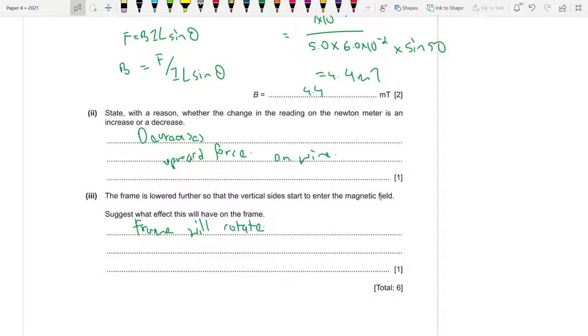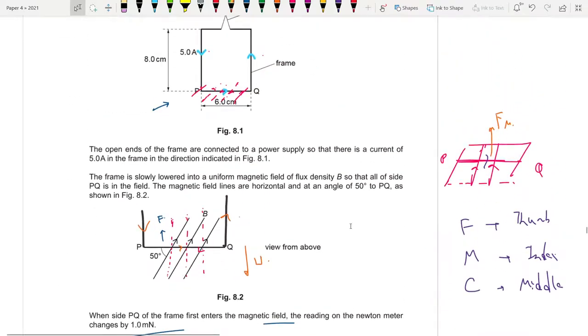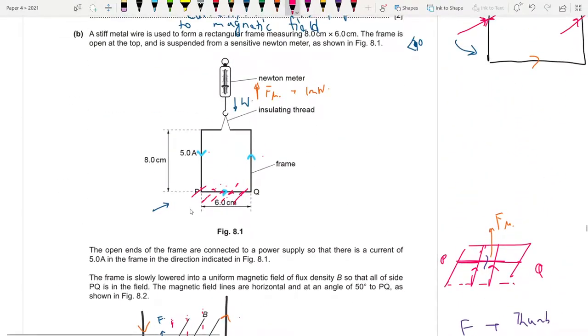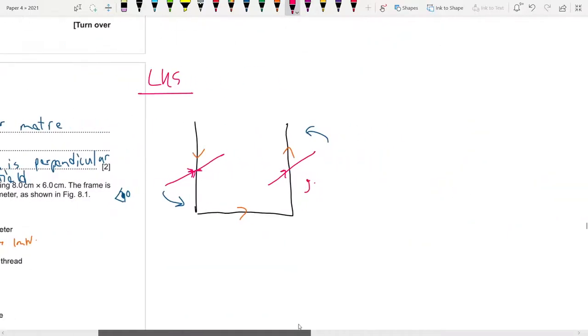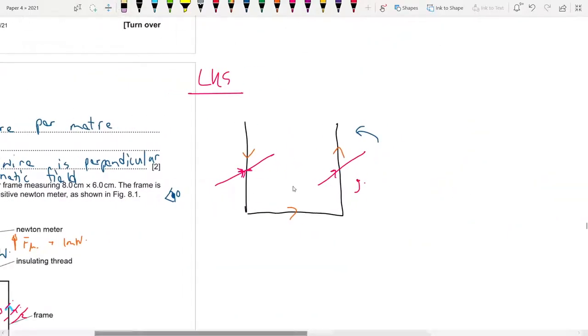Now the last one was really complicated. The frame is lowered further so that the vertical sides start to enter the magnetic field. Suggest what effect this will have on the frame. So it's kind of like a motor now. When it goes further down, the field lines will interact with these sections as well. Look at what will happen.